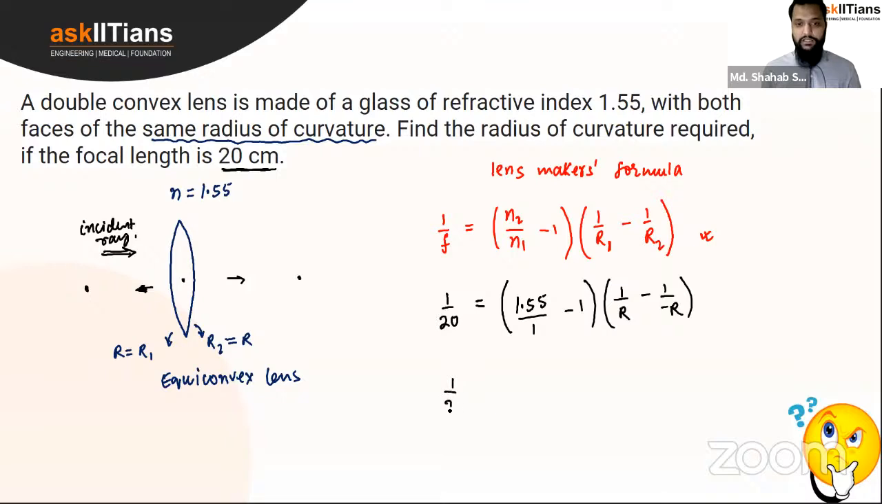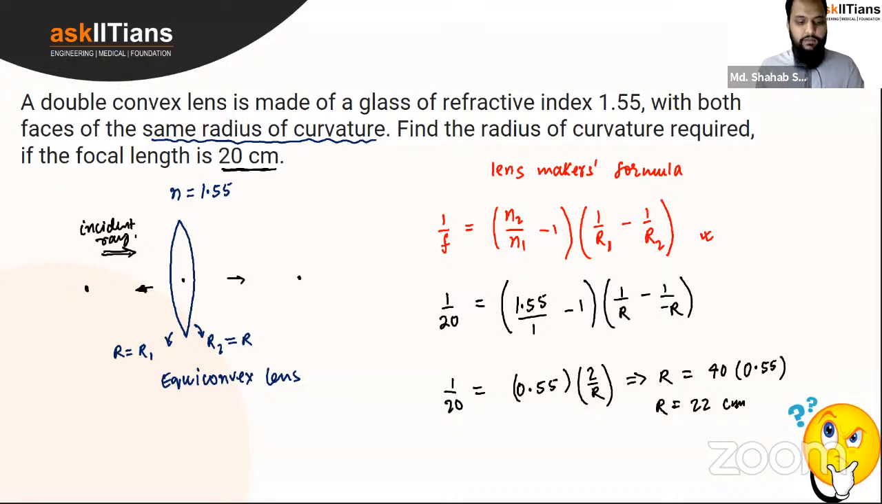Now you can write it further like this: 1 by 20 is equal to 1.55 minus 1, which is actually 0.55, times 1 by R, and minus minus becomes plus. 1 by R plus 1 by R is actually 2 by R. So from here you get radius of curvature is equal to 2 into 20, which is 40, into 0.55. When you multiply it, 40 into 0.55 comes to 22. So 22 centimeter. Why centimeter? Because I haven't converted centimeter into meter. I have taken focal length as 20 centimeter only, so the radius is in centimeter only.